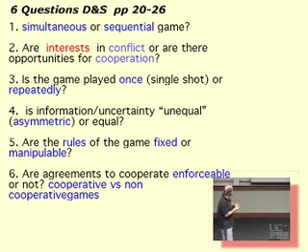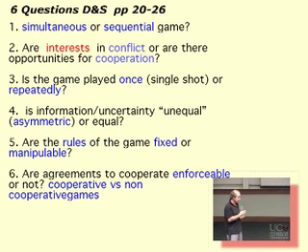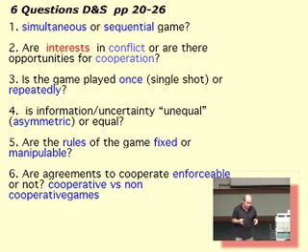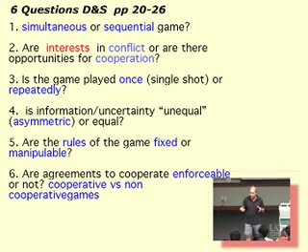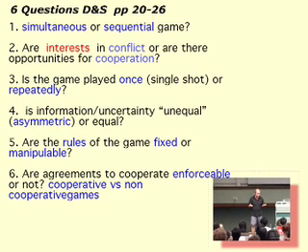So are the rules of the game fixed or manipulable? If they're fixed, some things happen. If they're manipulable, then you might want to change the game, or the other player will in their favor. And then the last thing is whether agreements to cooperate are enforceable or not. Many of the games we'll see, there are opportunities for mutual benefit where people really can help one another. They can also harm one another, and it could be in their interest to harm one another.